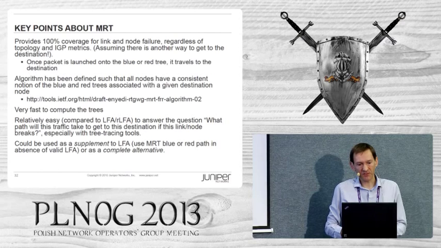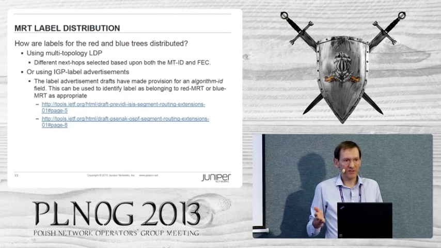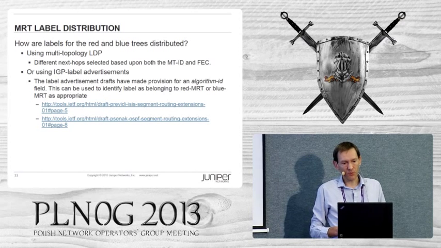Now, if you wanted, in principle, you could use this as a supplement to loop-free alternates. If you've got loop-free alternates turned on, you could use this as a supplement to deal with cases where you haven't got full coverage with the LFAs, or you could use it as a complete alternative. So those are two modes of operation. Now, another interesting thing is how do you actually distribute these label values? So how does a node advertise the label for the red tree and for the blue tree, and how does it distinguish between them? And there are two possible methods.